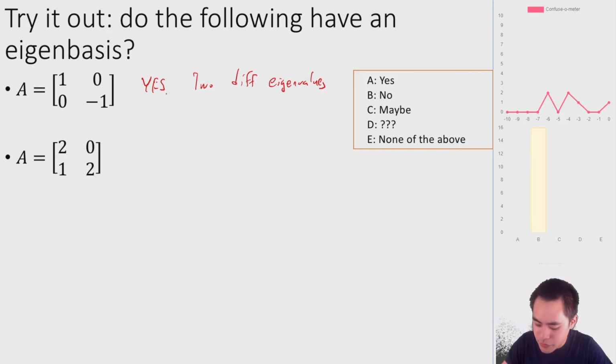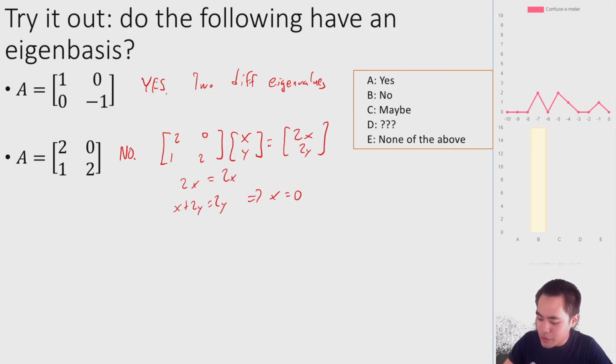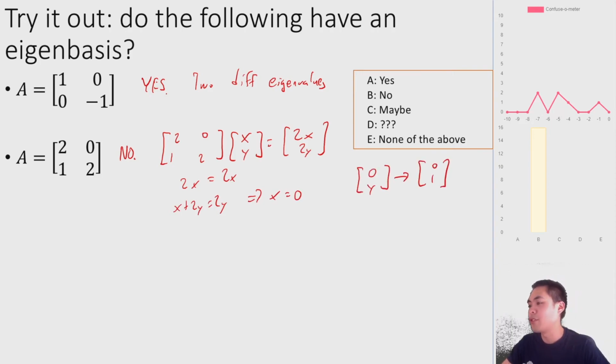And the reason for this is that if you were to solve this, you get the matrix [2, 0; 1, 2] times (x, y) is equal to (2x, 2y). And we have 2x is equal to 2x, and x plus 2y is equal to 2y, which forces x to be equal to 0, and therefore our vectors are (0, y), and so (0, 1) is our only eigenvector. So the answer is indeed no.